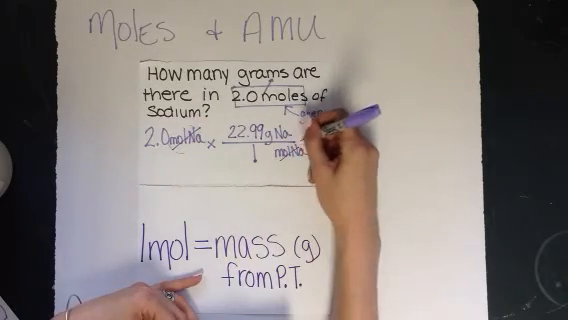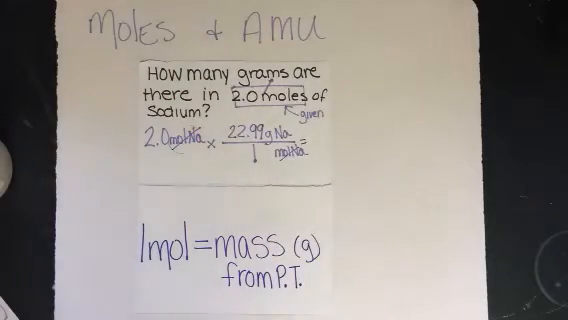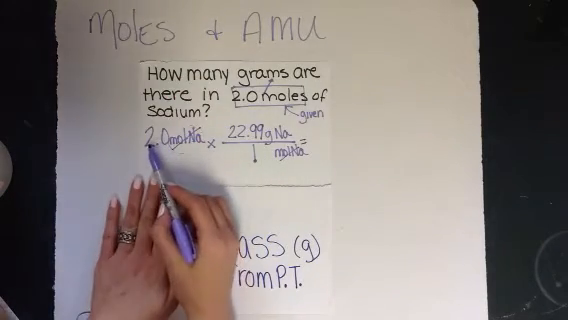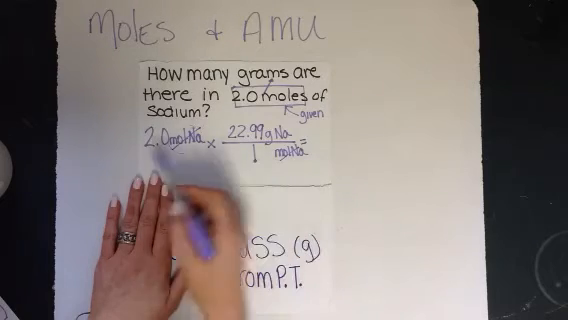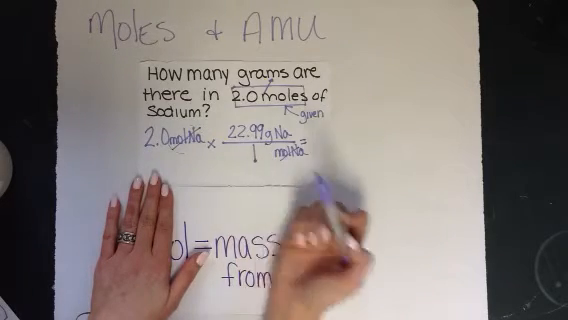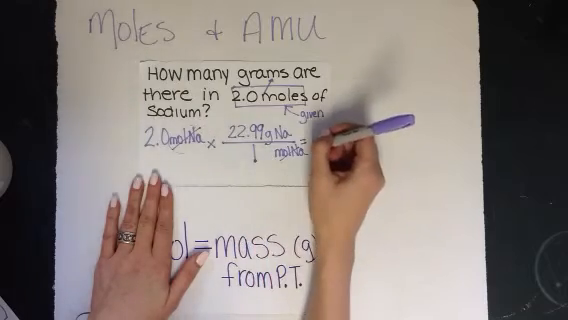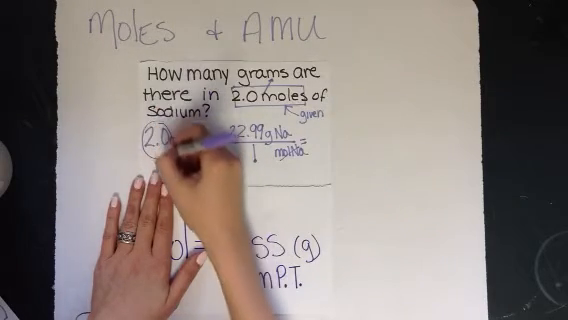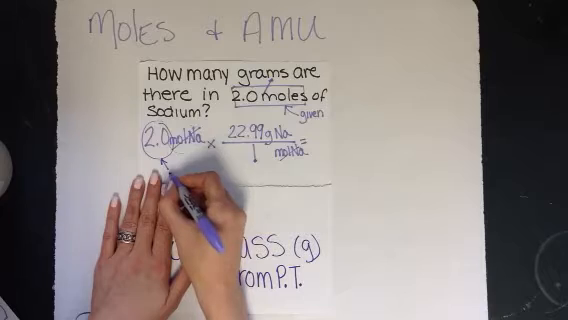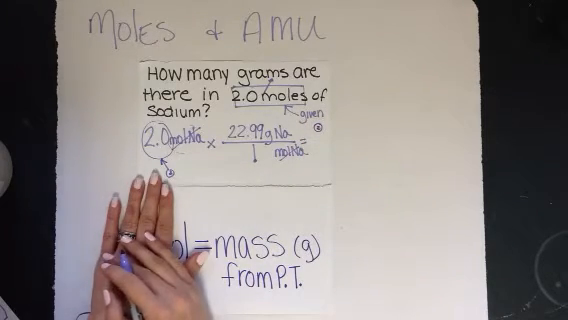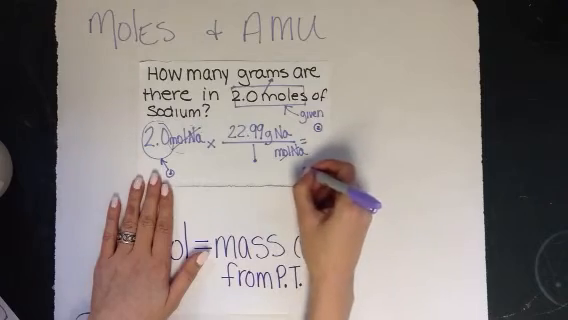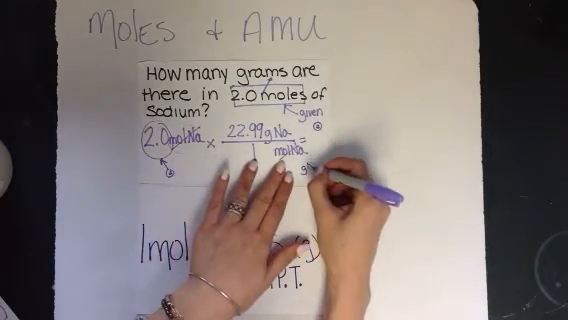This and this should cancel out. Now take out your calculator, multiply 2 times 22.99 divided by 1, or 2 times 22.99. Get a final answer, and then remember, always look at your given for sig figs. 2 sig figs here, and your answer has to have 2 sig figs. Make sure you record an answer, so go ahead and do that now. And remember, your unit is going to be grams of Na.